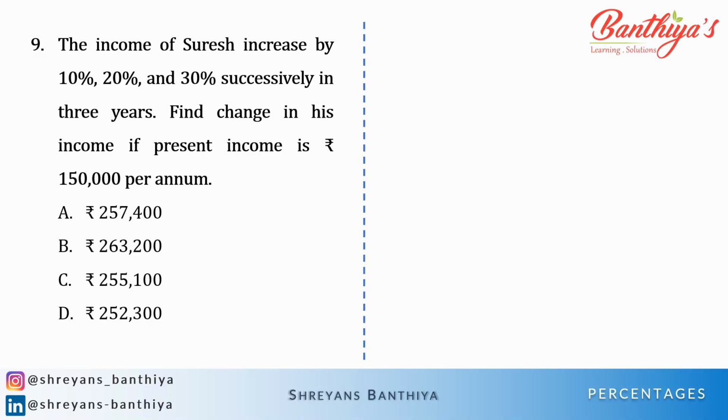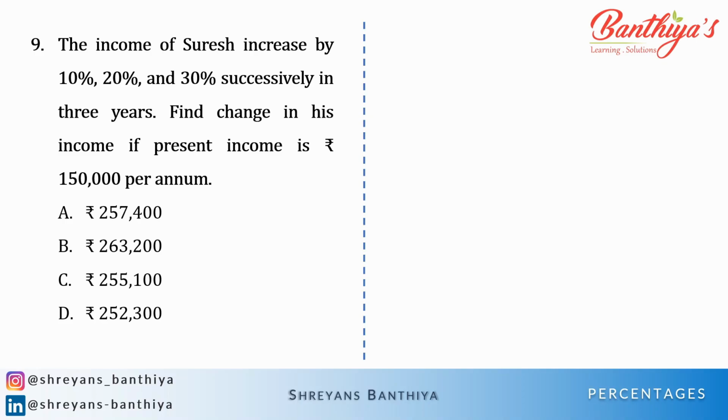I hope guys that you have understood this question and solved and got to the answer. If not, let's see the solution. The income of Suresh increases by 10%, 20% and 30% successively in 3 years. Find the change in his income if the present income is 1,50,000 per annum.